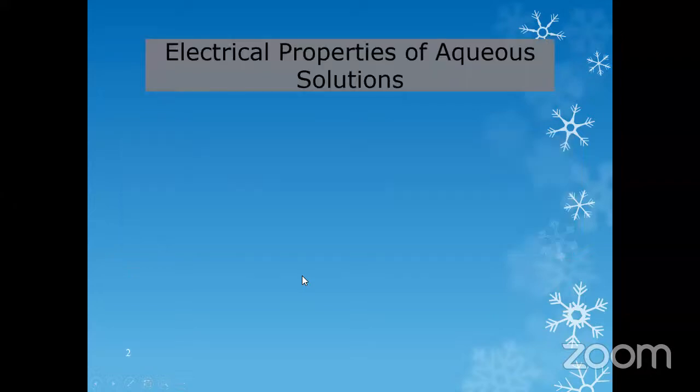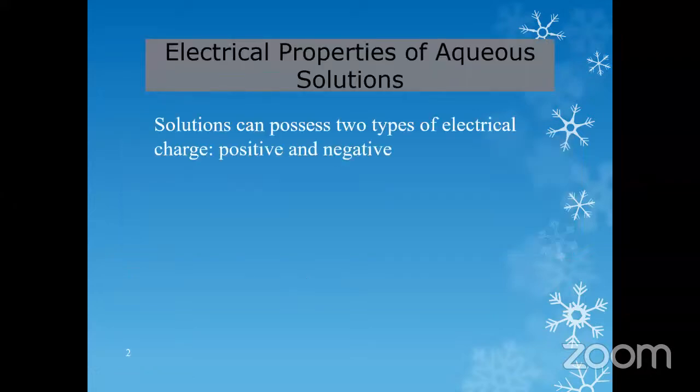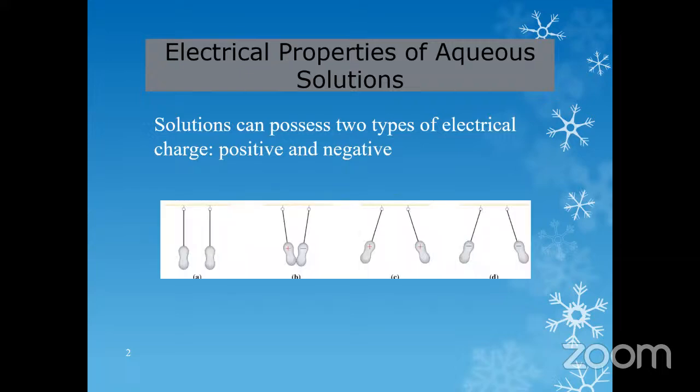Okay, so the first thing I talked about was the electrical properties of aqueous solutions with respect to charges. And I briefly talked about the nature of charges, which is important for us to understand what we'll be getting into in this particular chapter. So this diagram here is a purely hypothetical situation where we have particles suspended from a fixed object up here.